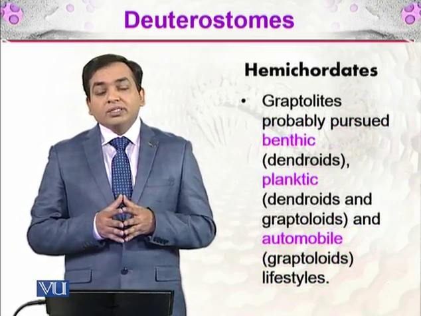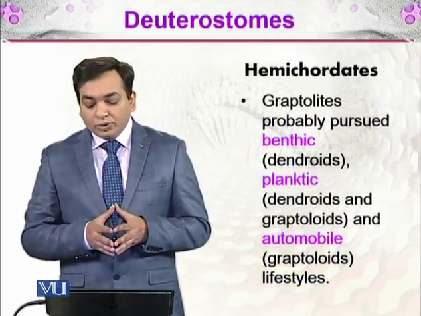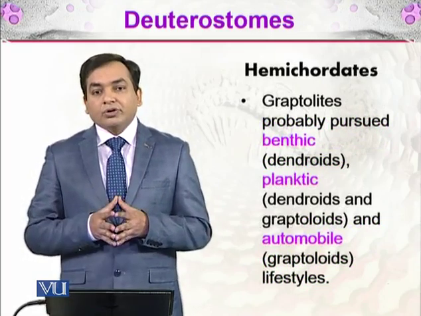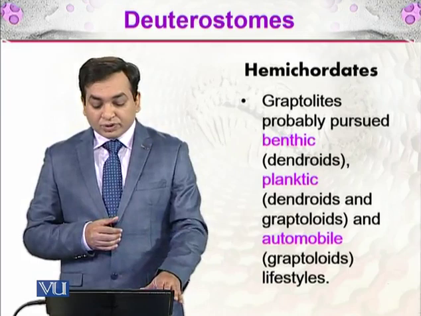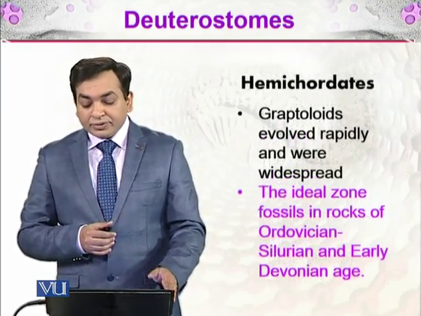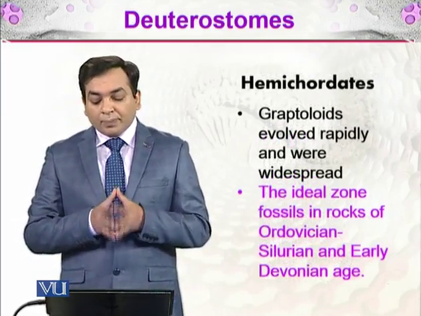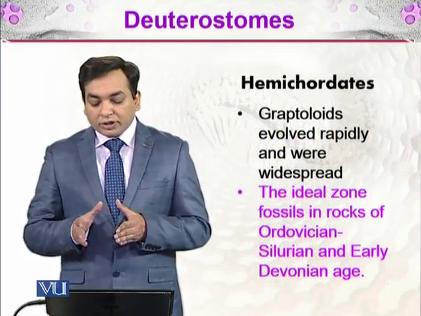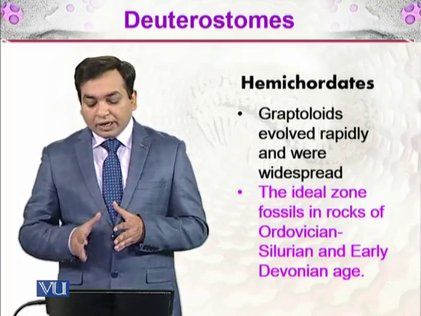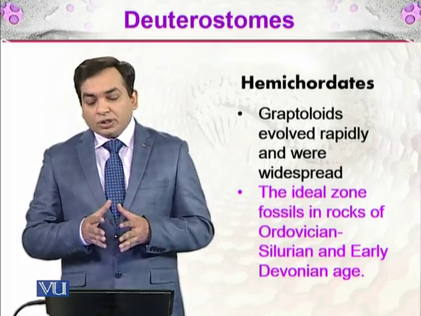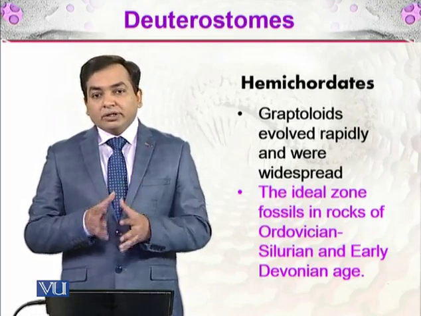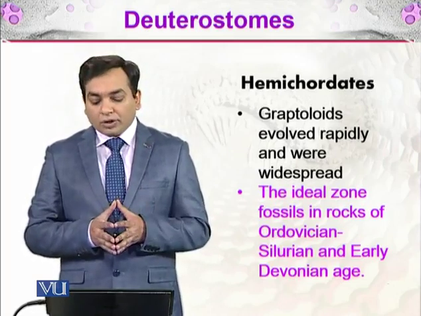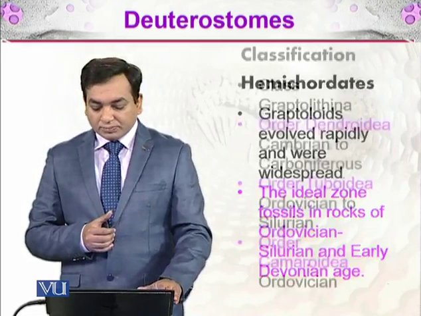And what do the graptolites do? They are benthic, planktonic, and automobile in their different groups, and they have different lifestyles. The graptolites evolved rapidly and were widespread. They are ideal zone fossils in the rocks of Ordovician, Silurian, and early Devonian age. These graptolites are the characteristic organism, the typical organism, of the hemichordates.